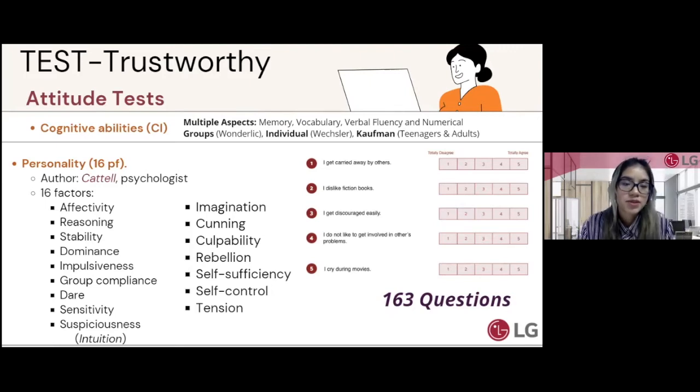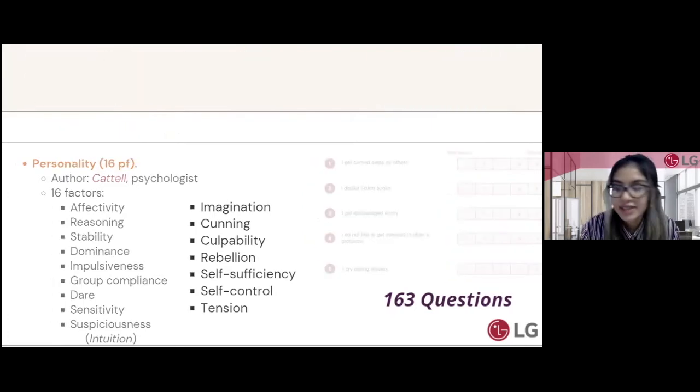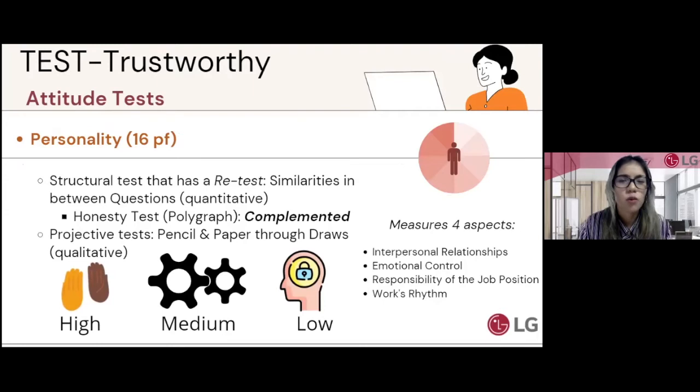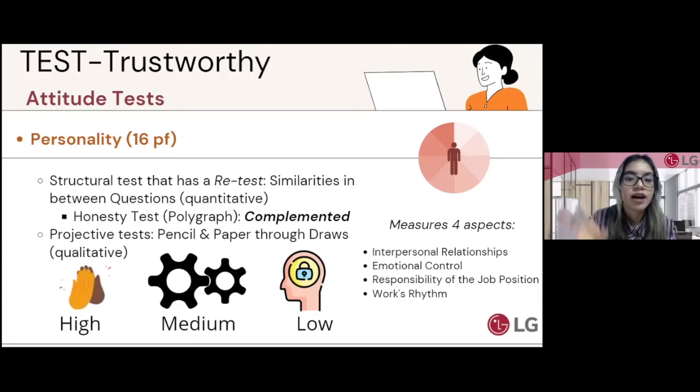Okay, so this personality test in specific can be a structural test that has a retest. And why do I say that it has a retest? We are already evaluating the person. Well, some of the questions that the candidate is going to answer are going to be similar to each other, but they are not going to be close to each other. This is going to let us know if the person is actually being honest or as transparent as we ask them to be in these personality tests.